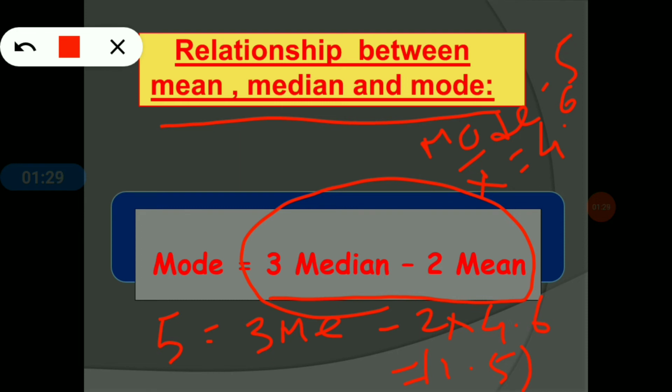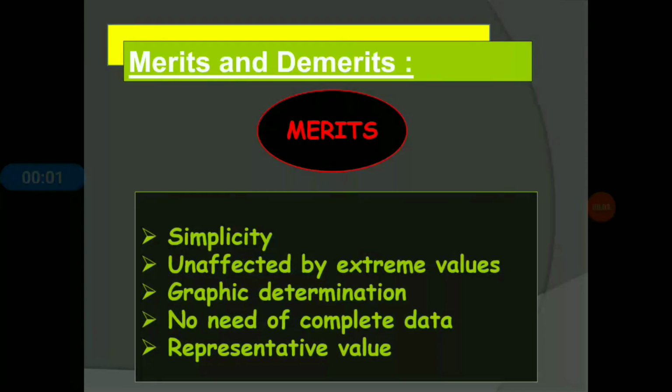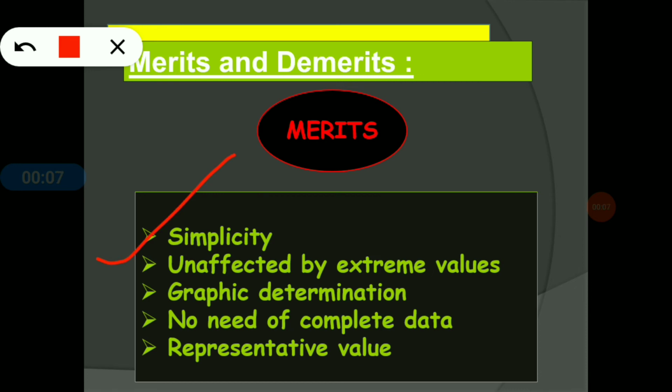So now going to the next slide. Here we can see some merits and demerits of mode. The first one is simplicity. It is obvious, mode is very easy to understand and calculate. Now going to the second one, it is unaffected by the extreme values. It is true also because it is not affected by extremely large or small values.